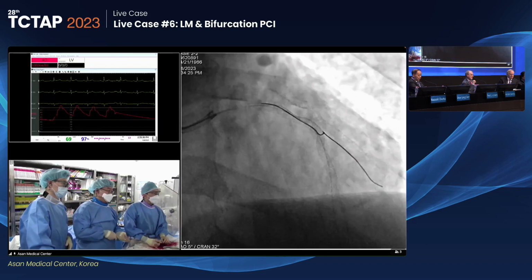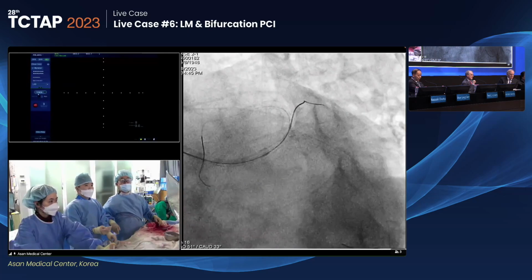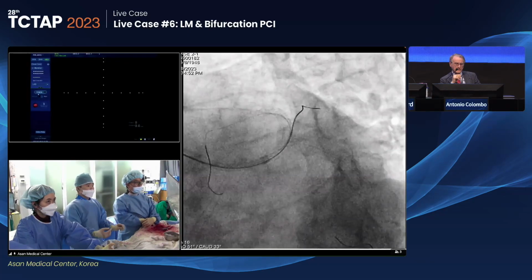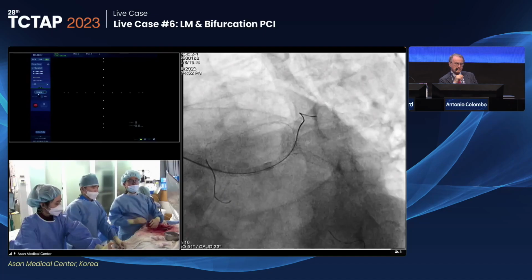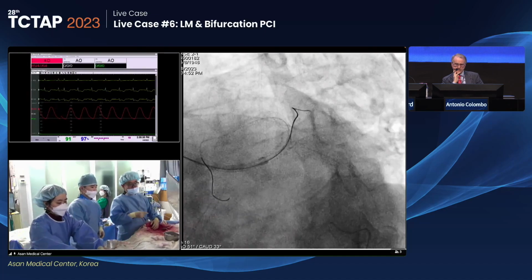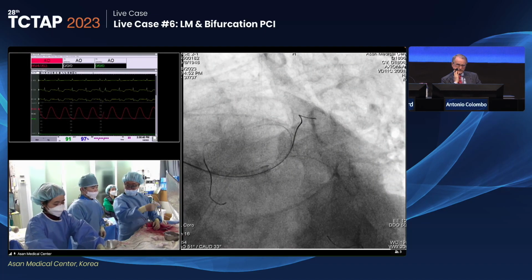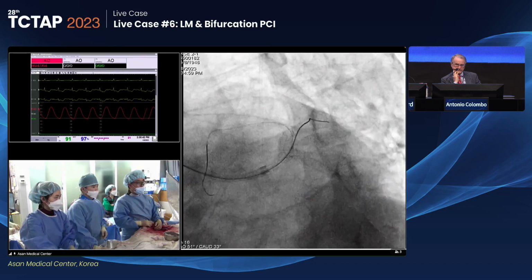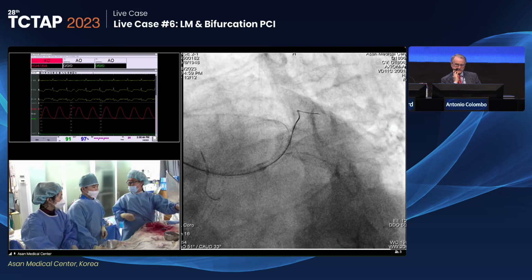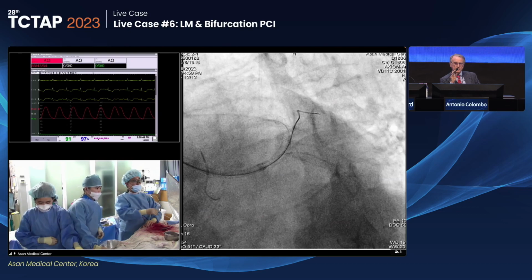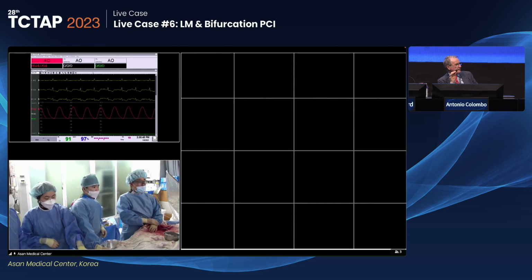Do you want to rewire from the distal cell? Okay. So Antonio, can you see? Yes, and as you can see, there is some wire passed there, and we did everything. Which wire did you use?